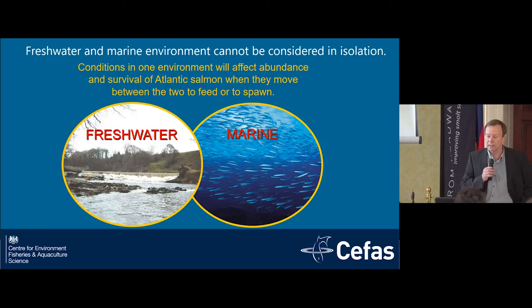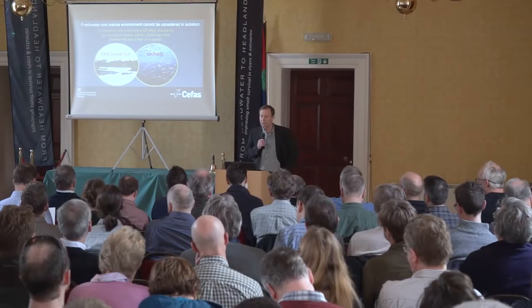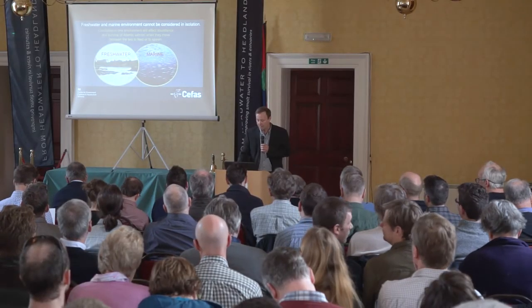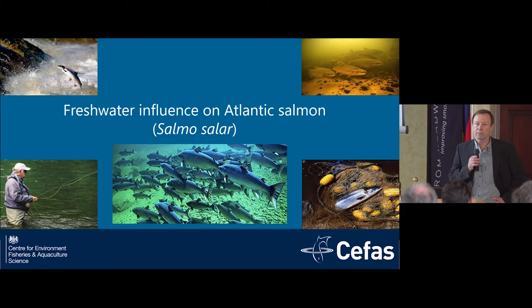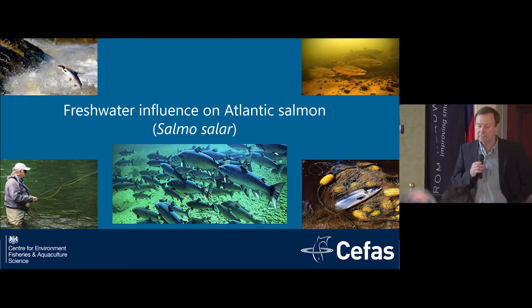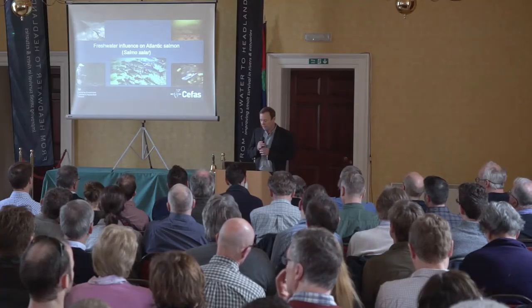But what I want to do today is to argue that the freshwater and the marine environment cannot be considered in isolation, and that the conditions in one environment will affect the abundance and distribution of Atlantic salmon when they move between the two to feed or to spawn. This is particularly important within the freshwater environment. The conditions that the juvenile salmon experience in freshwater have a big bearing on their subsequent behaviour and survival when they move into the marine environment.